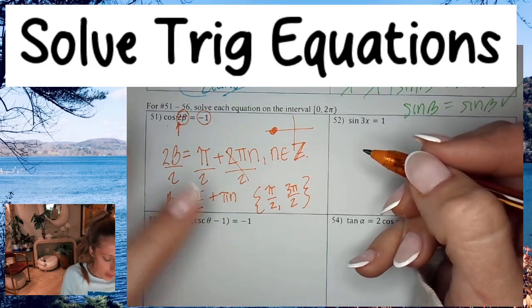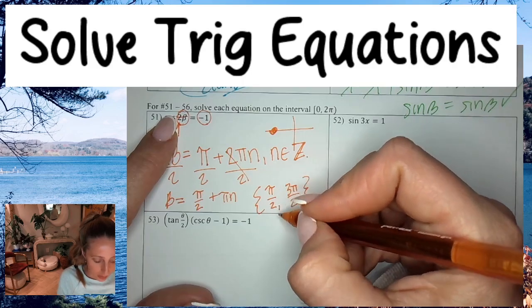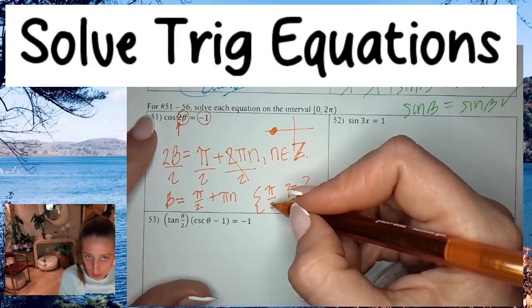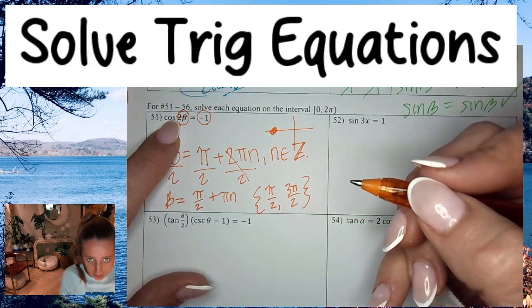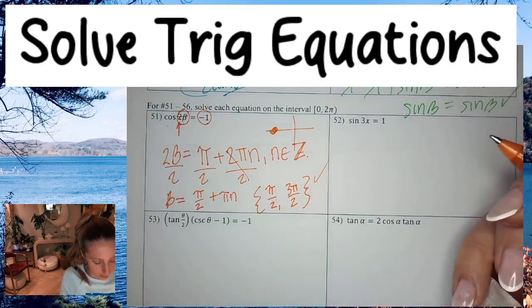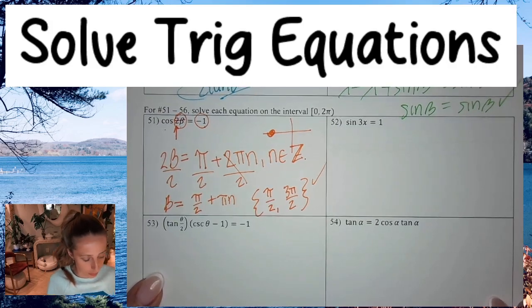If you plug these back in, 2 times pi over 2 is pi. Cosine of pi is -1. 3 pi over 2 times 2 is 3 pi. Cosine of 3 pi is -1. Done. Okay, do it, redo it, whatever you need to do.